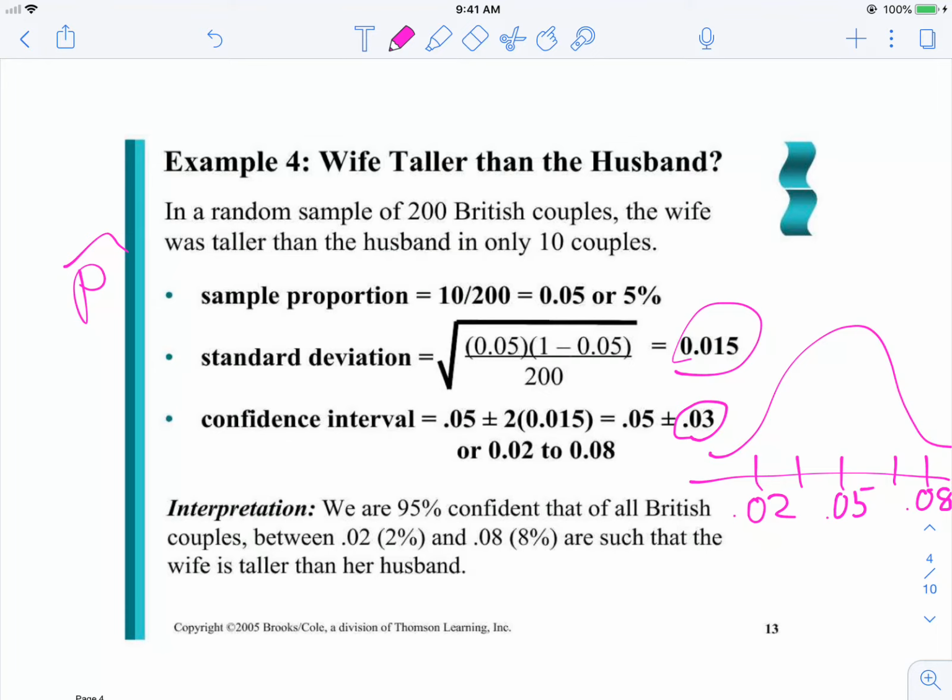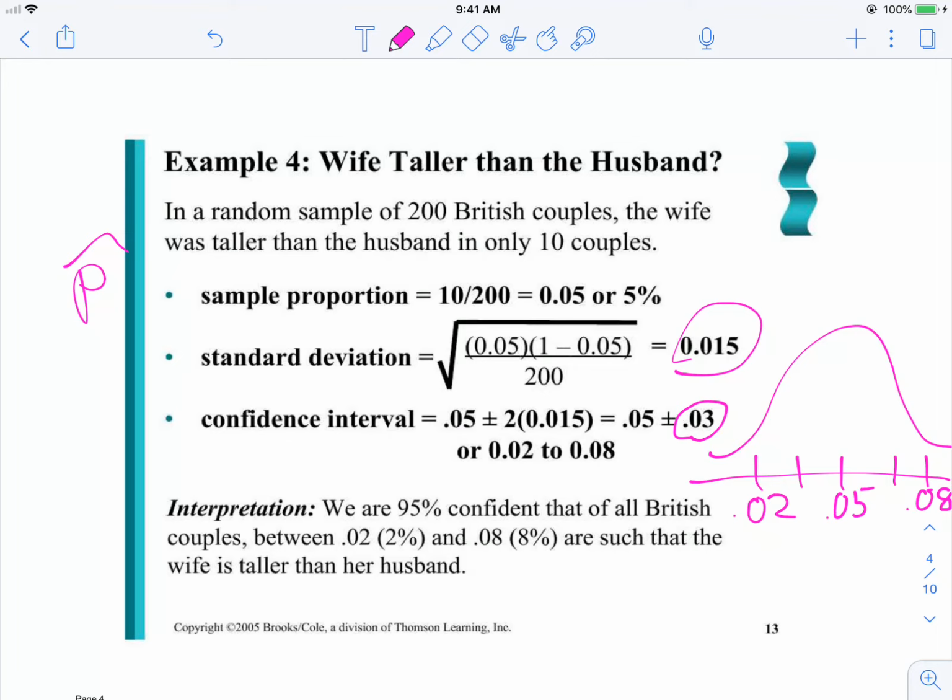So our 95% confidence interval is interpreted as we are 95% confident that between 2 and 8% of all British couples, the wife will be taller than the husband.